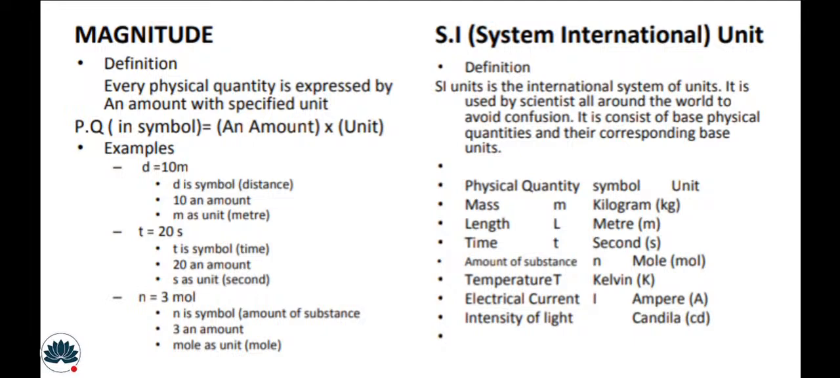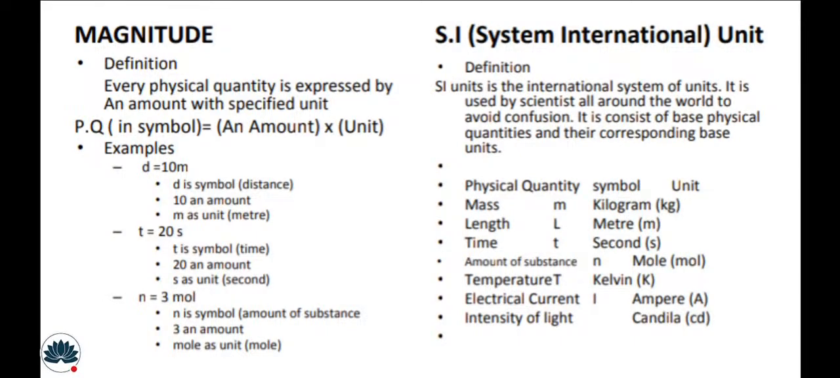Time, t, seconds. The amount of substance has the symbol n and the SI unit is mole. You can write simply mol. It is acceptable. The temperature T is also given in Kelvin here, but you are also required to write it in degrees Celsius. I know that here it's written in Kelvin, but in the answer you are required to write the temperature in degrees Celsius. Electrical current I, amperes, and the intensity of light, candela or cd.